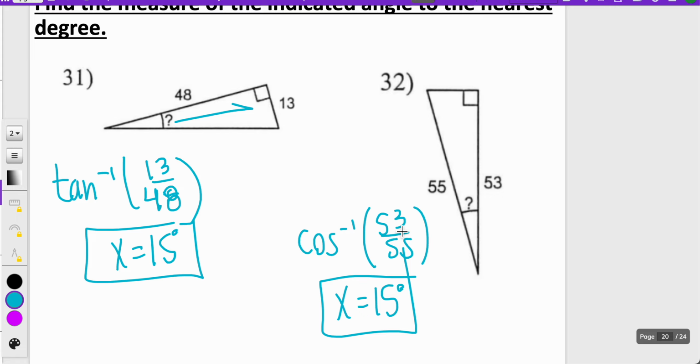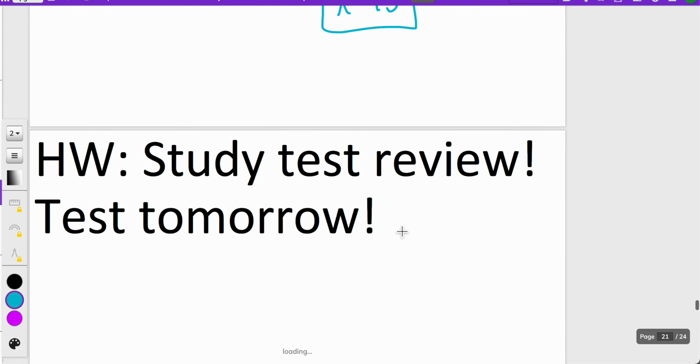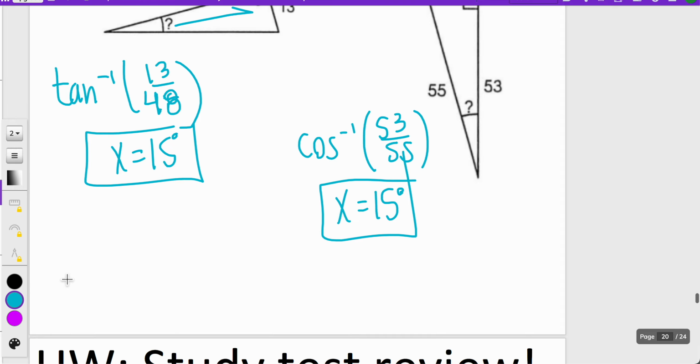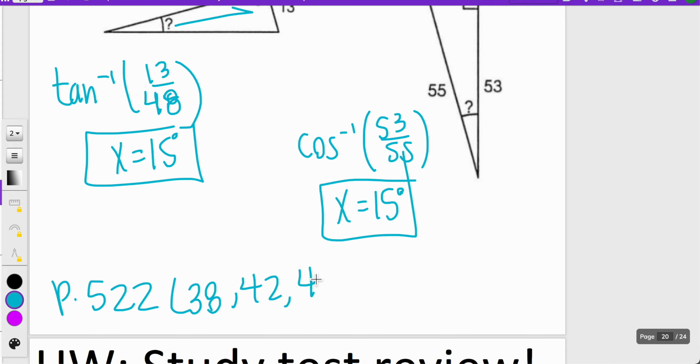That's going to conclude your section on printed paper. I do have a few more questions if you want to check out the textbook, page 522, trying numbers 38, 42, 44, and 46. We'll go over those in class so you can see what those look like.